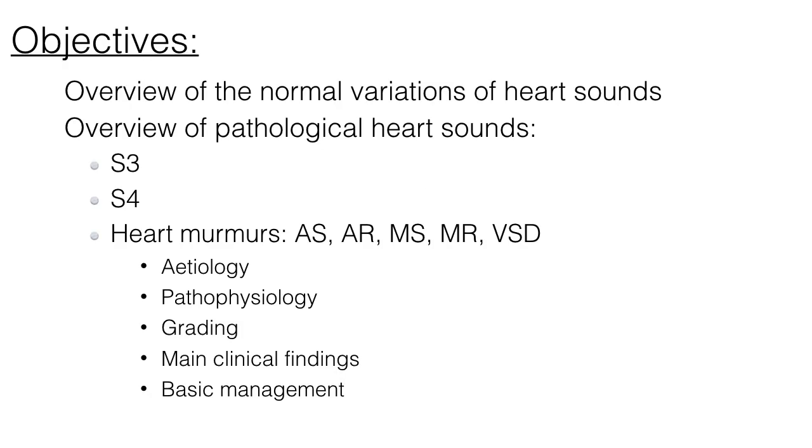This podcast will cover the normal heart sounds and some of its normal variations, go over 2 pathological heart sounds which are added sounds, S3 and S4, and then I'll go over the heart murmurs, so aortic stenosis, aortic regurg, mitral stenosis, mitral regurg, and then a congenital heart murmur, ventricular septal defect. Collectively, I talk about how to characterise the sound of the murmur and how that murmur is graded, and then individually go over the etiology, the pathophysiology, their main clinical findings, initial investigations, and then their basic management.